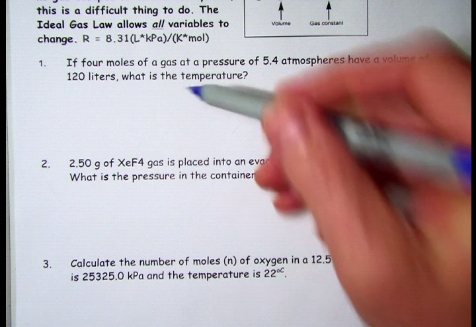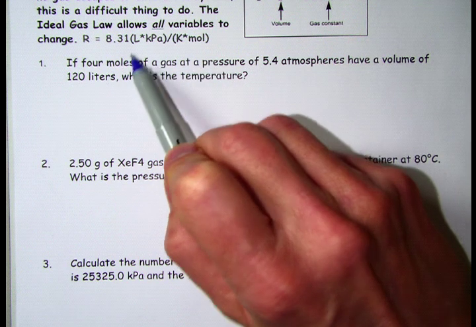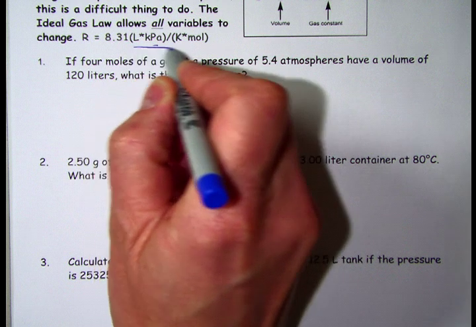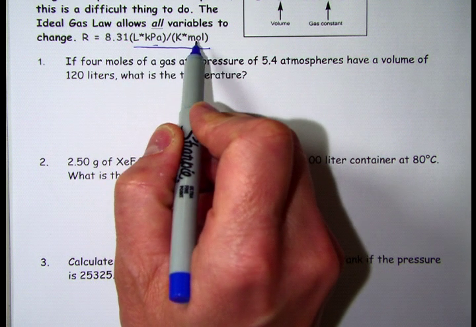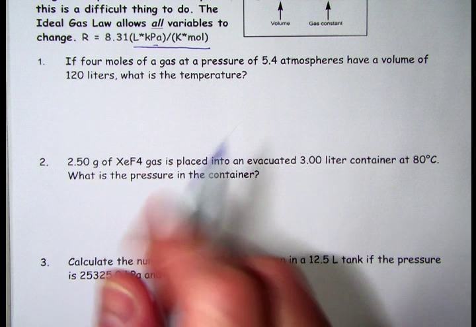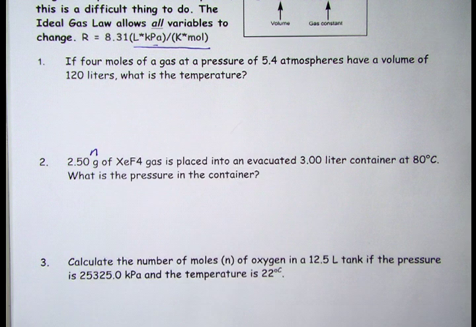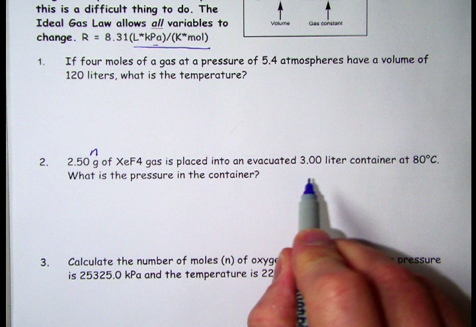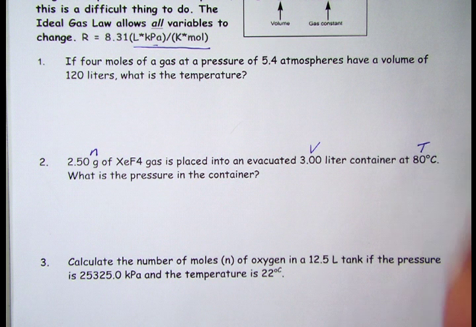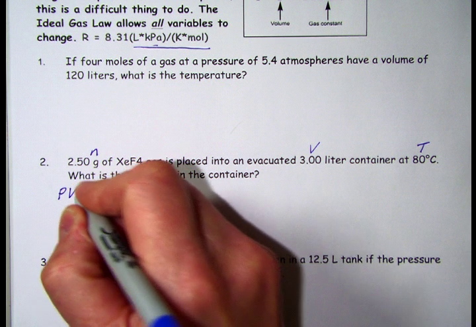Remember, our R, our gas constant, is 8.31 and has units of liters, kilopascal, Kelvin, and mole. Those units tell you what all the units in the equation need to be: volume, pressure, temperature, and amount. So number 2: we have 2.5 grams of xenon. Well, that's our amount, but it's in grams. We're going to have to convert this. It's in a 3-liter container. That's our volume at 80 degrees Celsius temperature, but we know we have to make that Kelvin, and we're asked for pressure.